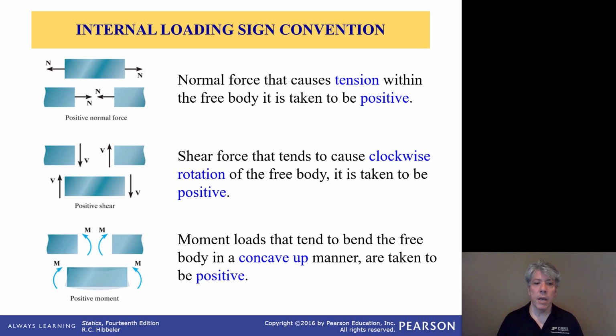Similarly, the opposite face going to the right, third down, is a positive shear because it tends to cause clockwise rotation of that body. Now, when it comes to moments within the material, as long as the moment tends to cause a concave up shape of the segment or beam, whatever we're looking at, that is considered to be a positive moment. So a counterclockwise moment on the right-hand face and a clockwise moment on the left-hand face are both considered to be positive, not for the sake of an XY coordinate system, but for the sake of a moment diagram.